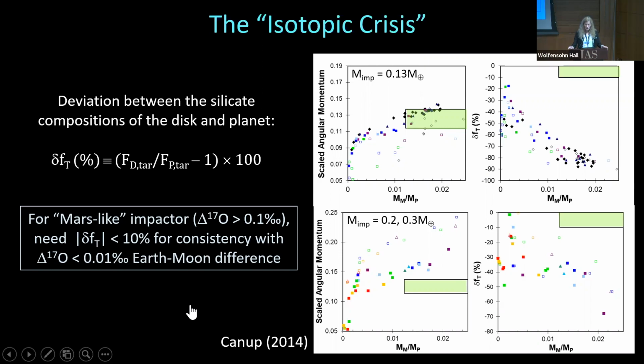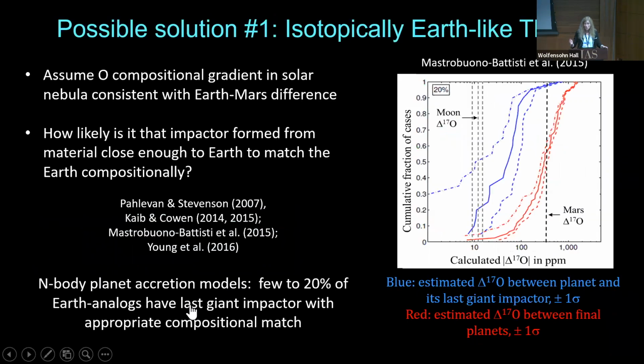There are more that have been proposed than just these 3, but these are the 3 that I think are the leading contenders in my mind. Possible solution number 1: What if Theia just happened to be isotopically Earth-like, much more so than Mars or meteorites from parent bodies in the asteroid belt?